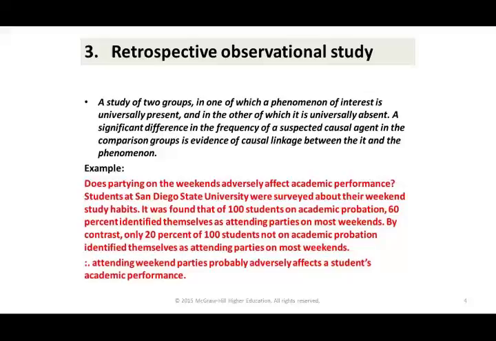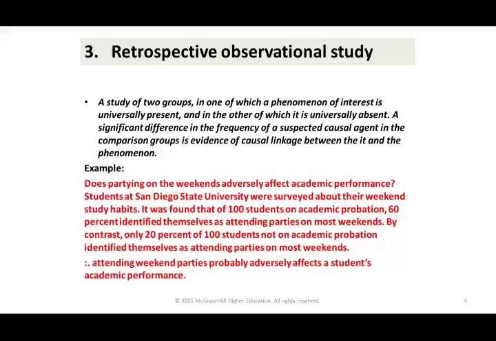Now, this is retrospective, so this is looking back at their troubles, basically. By contrast, 20% of the 100 students not on academic probation identified themselves as attending parties. So my second group will be those who are not on academic probation. So I'm retrospectively, from my survey, taking the ones who have clear evidence of not performing well academically. And I'm noticing that there's something very interesting about that group. There's a high percentage of them who attend parties on the weekend.